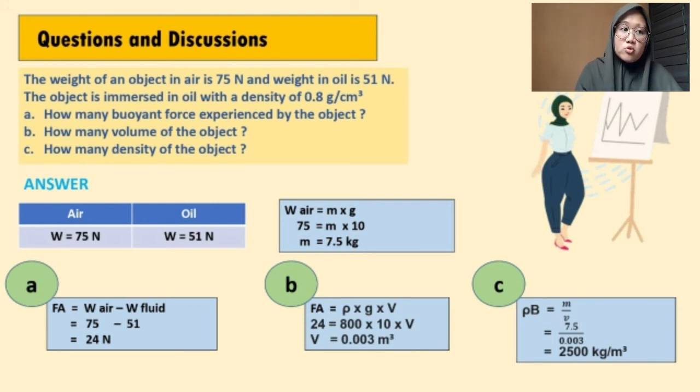And C, what is the density of the object? We can use the formula of density, which is mass divided by volume. Mass we can find with the formula of weight in air, which is mass times gravity. Weight in air is 75 and gravity is 10. So mass is 7.5 kilogram. And the volume is 0.003. And we can insert, and the answer is 2,500 kilogram per cubic meter. So all the questions have been answered.